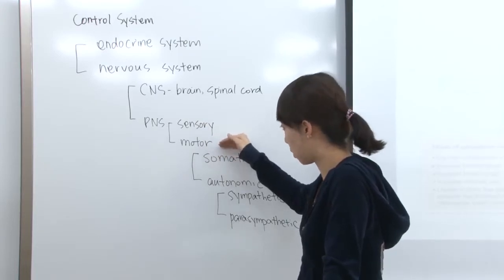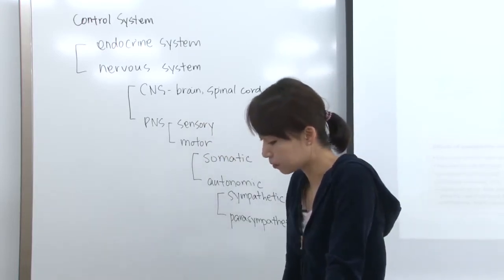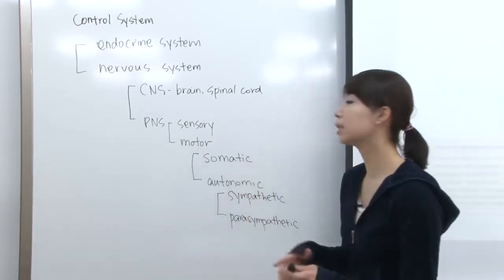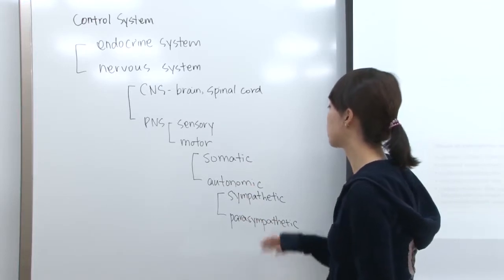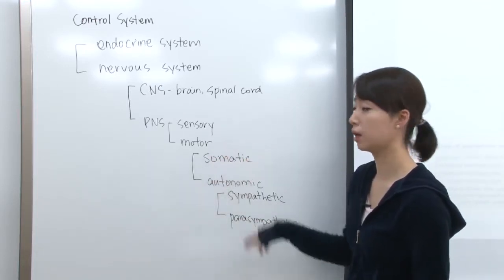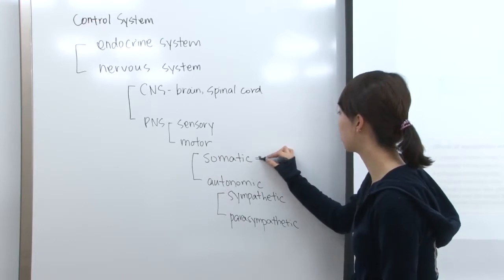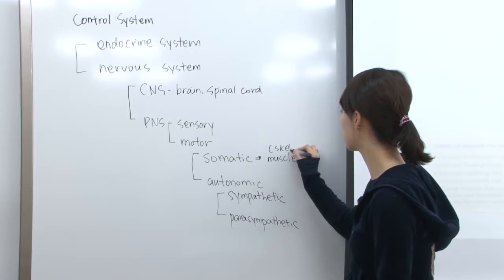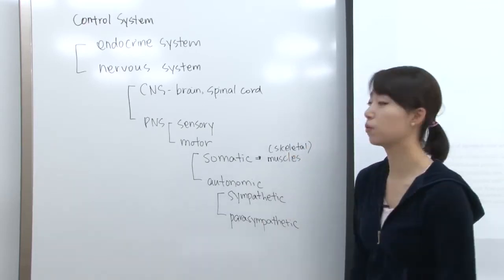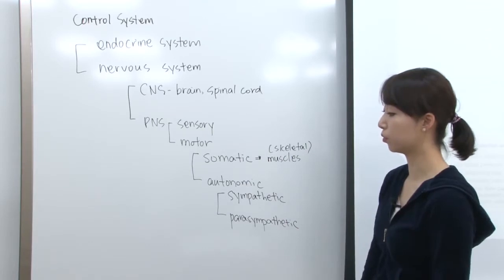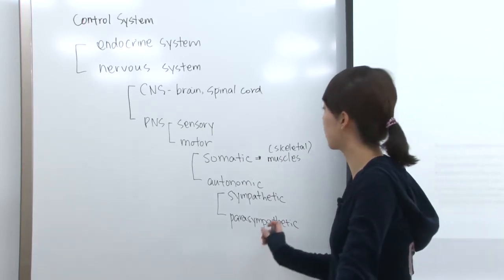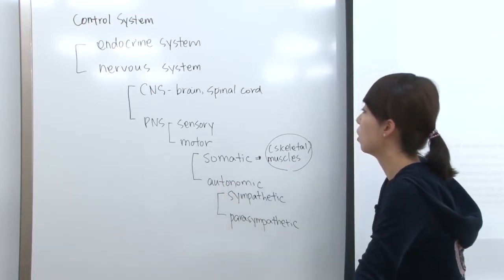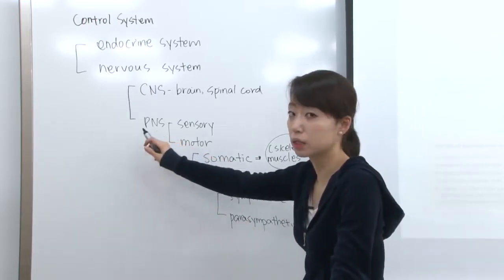Motor neurons are the ones that actually act. That moves the skeletal muscles. And all the other muscles are called somatic. So somatic involves moving of muscles, especially the skeletal muscles. So when we want to walk, or move, or bend, that involves the acting of the somatic motor neurons in the PNS.